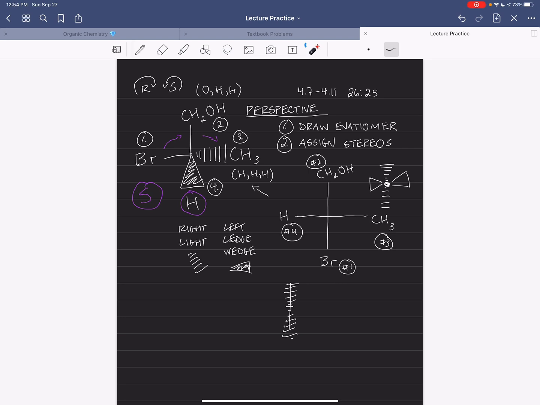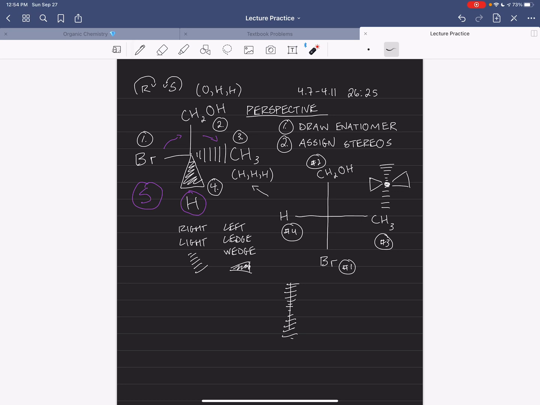If we did make this swap, that wouldn't do anything either. This would just put the CH3 on the left and the H on the right. So I'm not sure. Let's see what he says for this: convert this into a Fisher projection formula. What do I do?